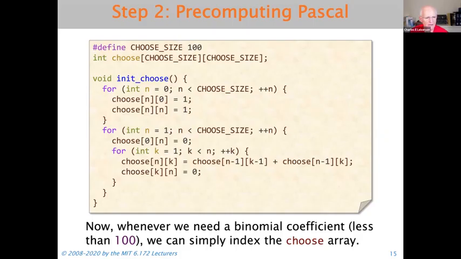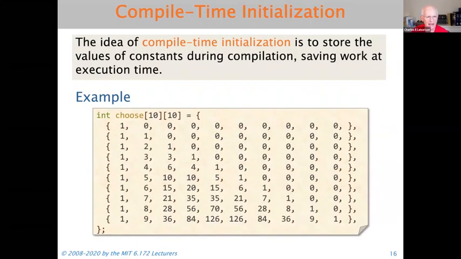Okay. Now this involves runtime initialization, and there's a way to actually make the compiler do this even before you start your program. And that's called compile time initialization. And it's another type of Bentley rule. The idea of compile time initialization is to store the values of constants during compilation, saving work at execution time. So here I've done it assuming that the size of the Pascal triangle table that I want to build is 10 by 10.